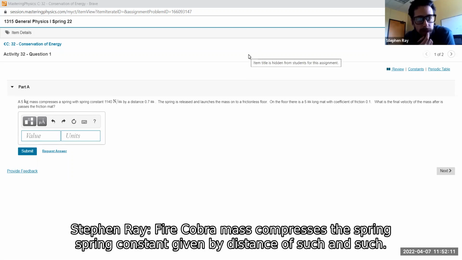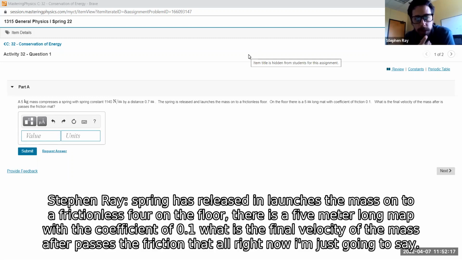A 5 kilogram mass compresses a spring with a spring constant given by a distance of such and such. The spring is released and launches the mass onto a frictionless floor. On the floor, there is a 5-meter long mat with a coefficient of friction of 0.1. What is the final velocity of the mass after it passes the friction mat?